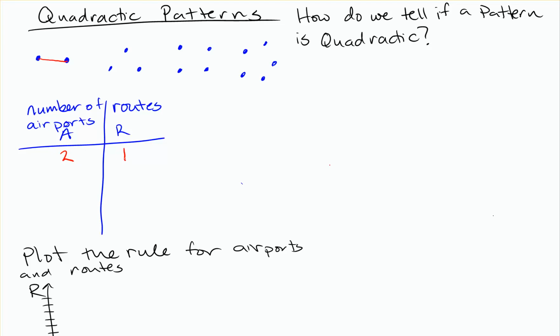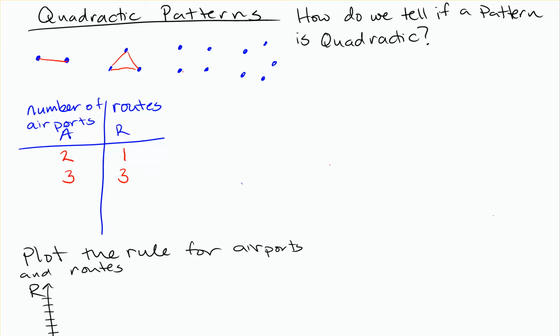If we looked at another example, if I have 3 cities, the number of ways that I can fly between these 3 cities, well, 1, 2, 3. And in this case, you can see that I've connected every single city with the other cities in the group. So from any one of those cities, you can fly to the other 2. And that gives us a total of 3. So for 3 airports, we'll have 3 routes.